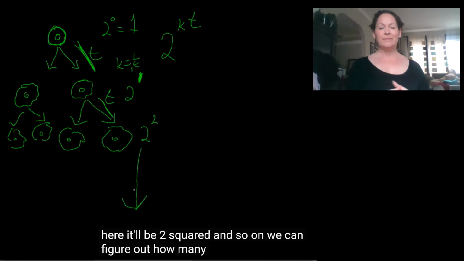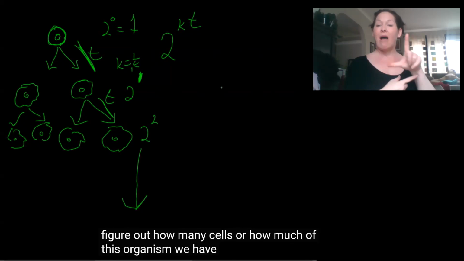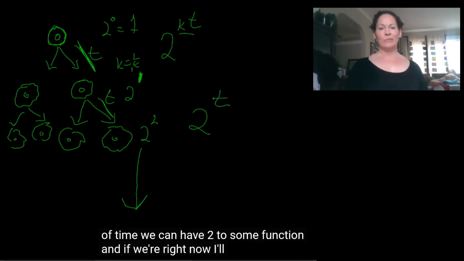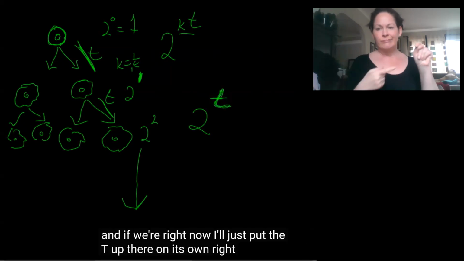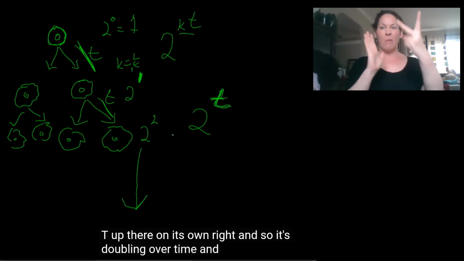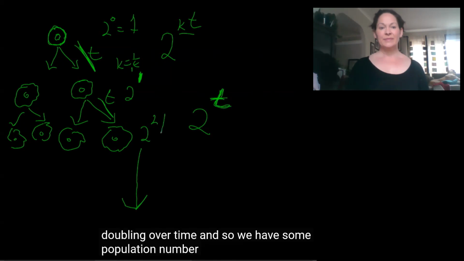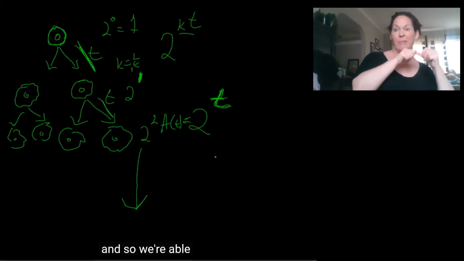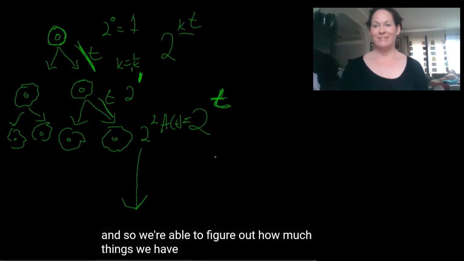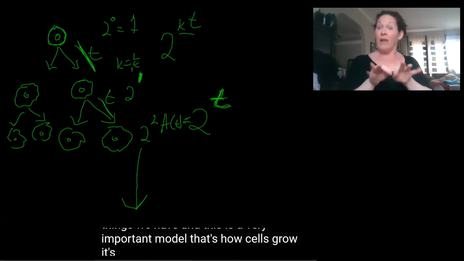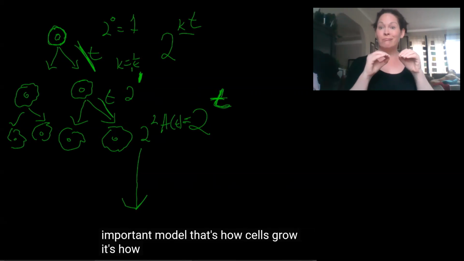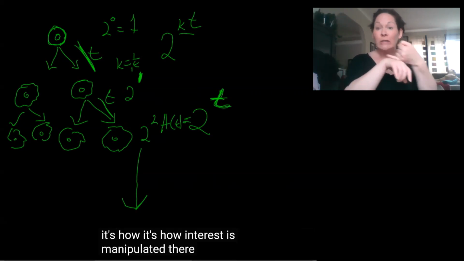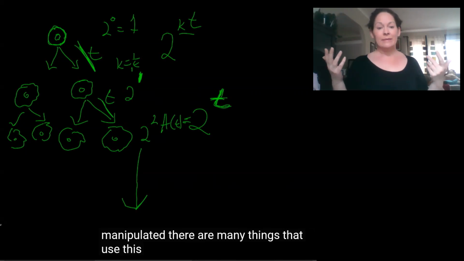We can figure out how many cells or how much of this organism we have in a given amount of time. We can have 2 to some function, and for right now, I'll just put the t up there on its own. And so it's doubling over time. And so we have some population number, some amount as a function of time. And so we're able to figure out how much we have. And this is a very important model. That's how cells grow. It's how interest is manipulated. There are many things that use this particular model.